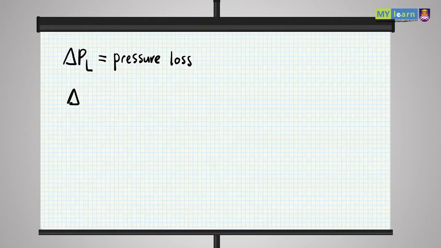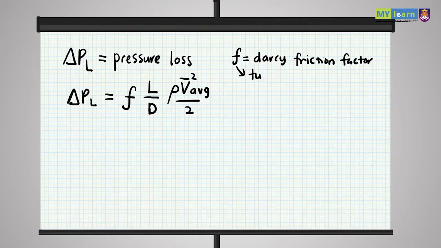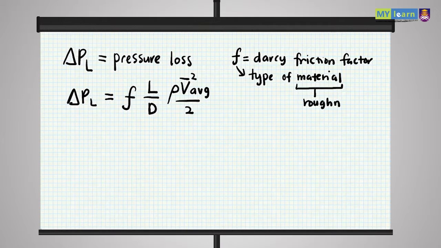So delta PL, the amount of pressure loss in the pipe, is equal to F L over D rho V square average over 2. Okay, F is called the Darcy friction factor, and this is highly connected to the type of material. Different materials will have different roughness, and I will show you how we find the roughness for each material and how the roughness affects the F in our calculation later.